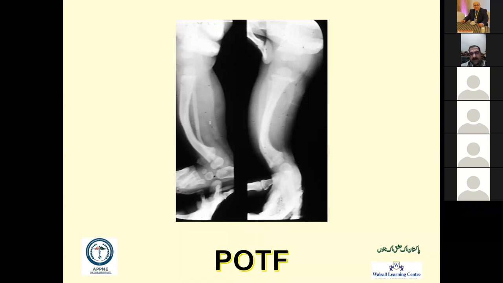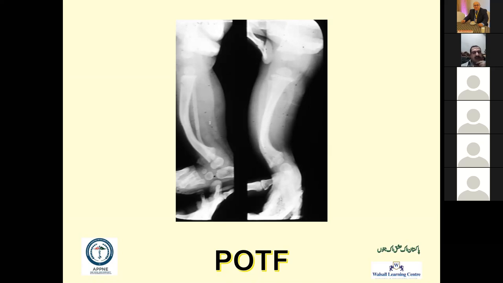Where do you see pseudoarthrosis? So, on the basis of the bowing... I know it is. But which condition do you see pseudoarthrosis in? Which condition we see? The neurofibromatosis? Absolutely. This is what pseudoarthrosis would look like. How will you manage a pseudoarthrosis?